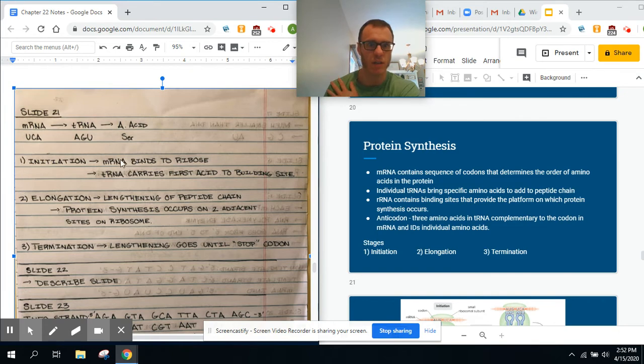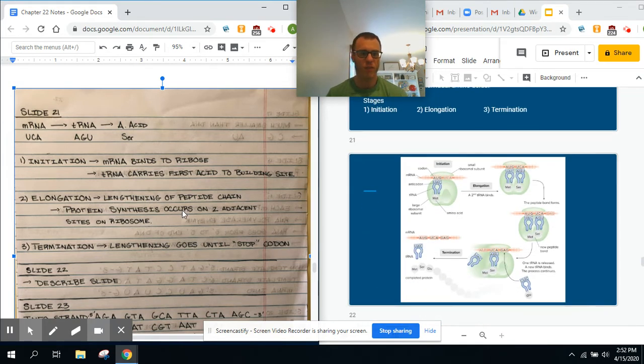It's kind of wild. But this tRNA is going to be the piece that allows us to build polypeptide chains. So in our initiation, mRNA binds to the ribosome, great, and tRNA carries the first amino acid to the building site. Awesome, way to go tRNA. Elongation, this makes sense. Things get longer, we're building that polypeptide chain. Protein synthesis occurs in two adjacent sites on the ribosome, no big deal. And then termination, that's when we get a stop codon, and when we get a stop codon, the protein stops getting built.